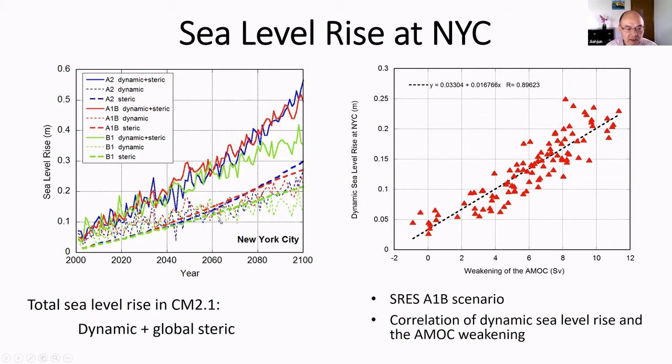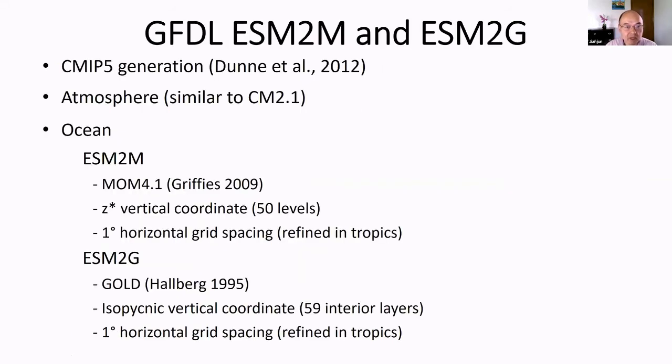You can see at New York City, the dynamic sea level rise is comparable in magnitude to global steric sea level rise. So the dynamic sea level rise can increase the total sea level rise at New York City. The right panel shows the relationship between the dynamic sea level rise at NYC and the AMOC weakening. You can see there's a good correlation between the two variables. So this is the CM2.1 result.